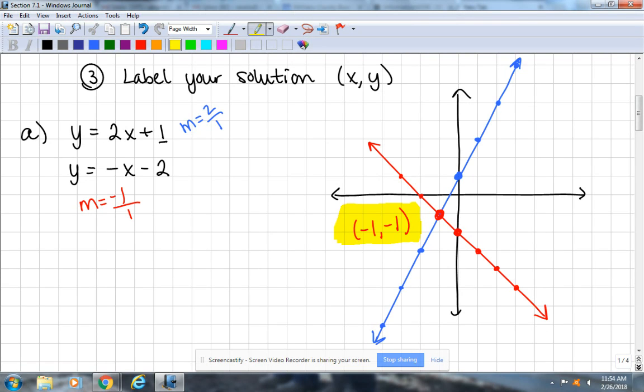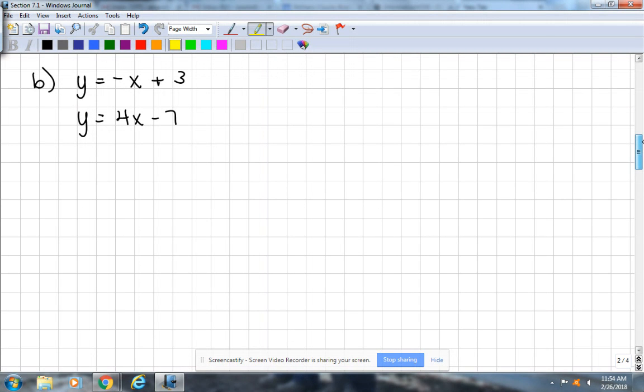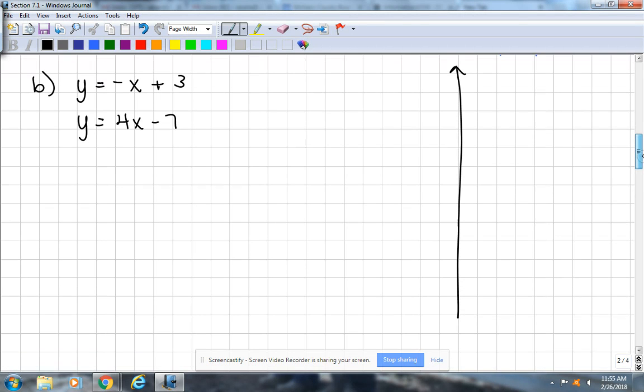So let's graph another example. Okay, this time we have the equations y equals negative x plus 3 and y equals 4x minus 7. Notice these are both in slope-intercept form already, so they are ready to graph. So draw your x and y axis on a coordinate plane. And I'm noticing this one needs to go all the way down to negative 7, so this one needs to be kind of a tall graph. So I'm going to make sure I give myself plenty of room for that.